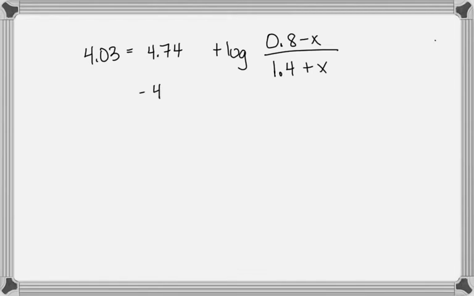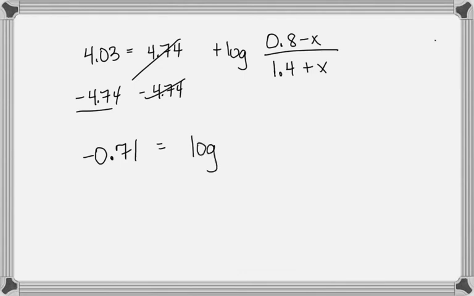So the first thing I'm going to do is subtract 4.74 from both sides. Okay? And so 4.03 minus 4.74 is negative 0.71, which is equal to the log of (0.8 minus x) divided by (1.4 plus x). Okay? Now, in order to get rid of the log on both sides, we have to take the inverse log, right? And the inverse log is 10 to the x.